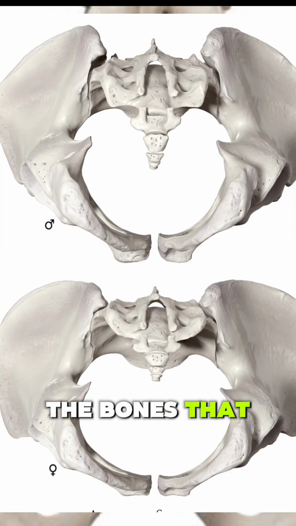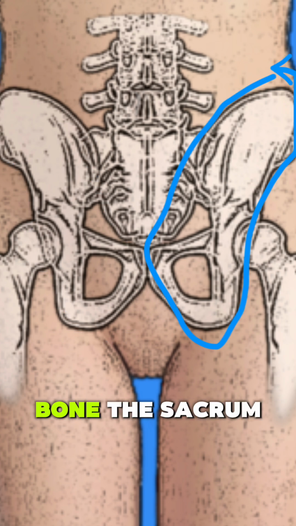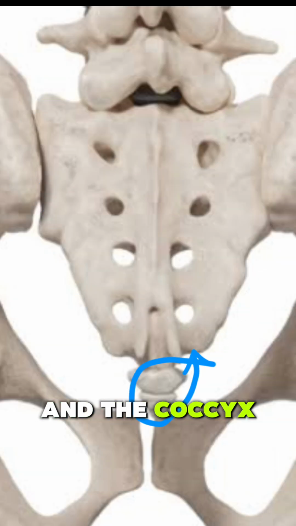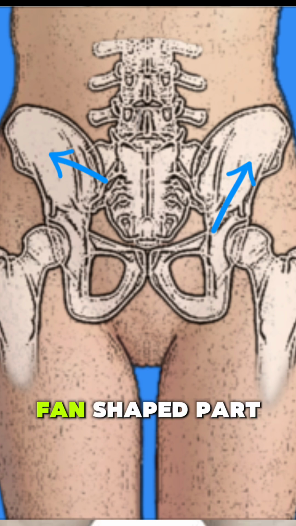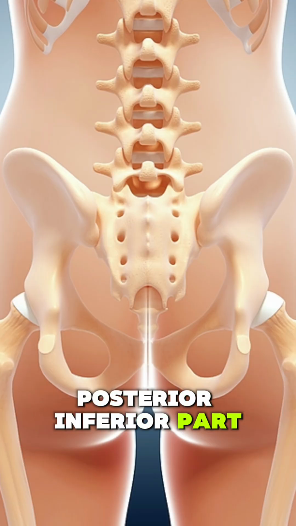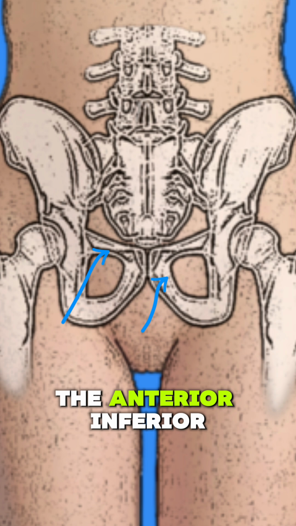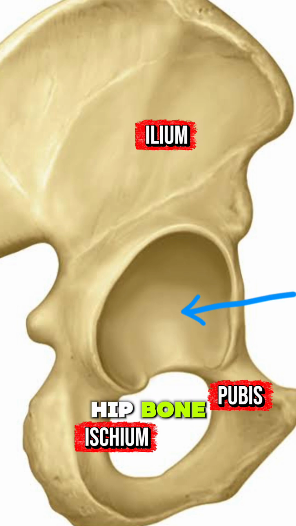Let's look at the bones that form the bony pelvis. 4 bones: the right hip bone, the left hip bone, the sacrum, and the coccyx. This is the hip bone, made up of 3 fused bones: the ilium, which is the superior fan-shaped part, the ischium, the posterior inferior part, and the pubis, the anterior inferior part. These 3 bones meet at the acetabulum of the hip bone.